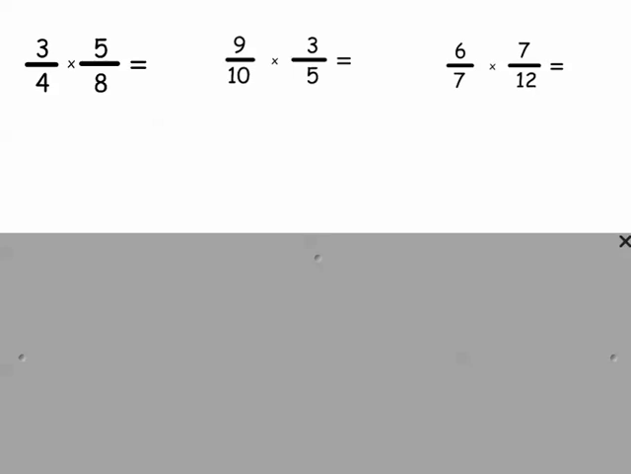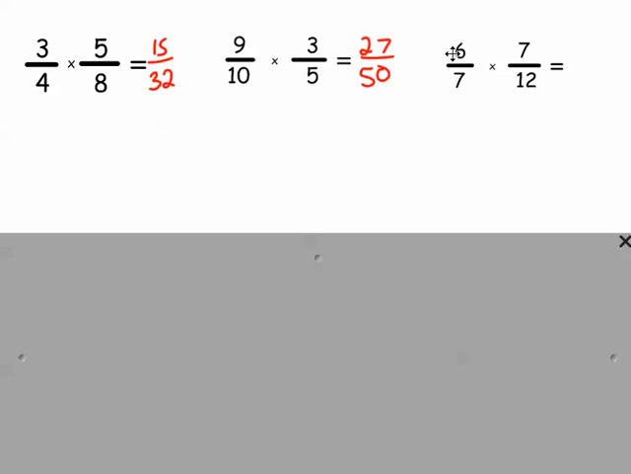All right, so if you look at this, let's just simply multiply straight across. So that would be 15 over 32. They don't have any factors in common, so that's simply my answer. Okay, let's go again. 9 times 3, 27. 10 times 5, 50. Again, no common factors, so that is my answer.